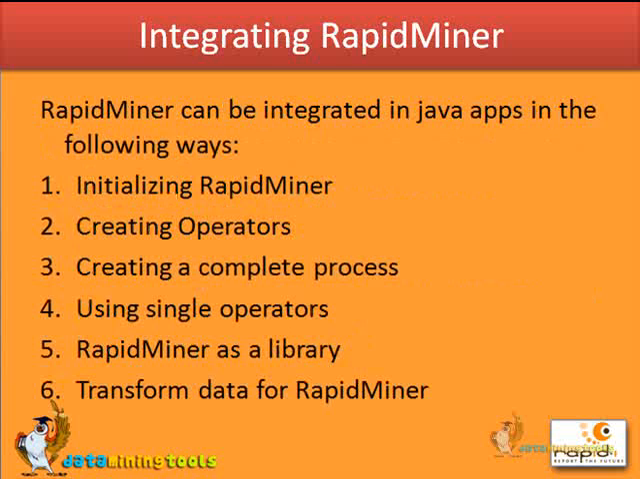Now, RapidMiner can be integrated in Java applications in the following ways. First of all, we need to initialize RapidMiner. Second, we need to create operators. Third, we need to create a complete process. Fourth, we can use single operators. Fifth, we can also use RapidMiner as a library. And finally, we can transform data for RapidMiner.